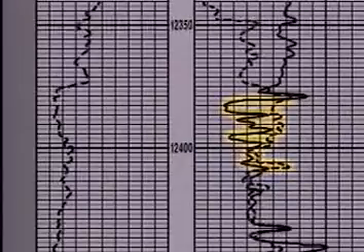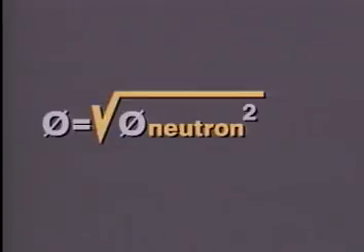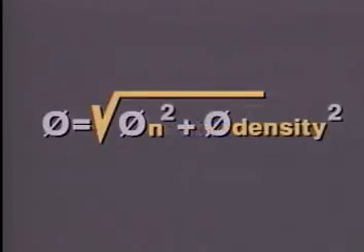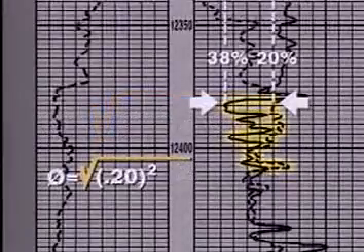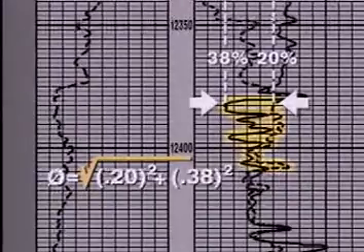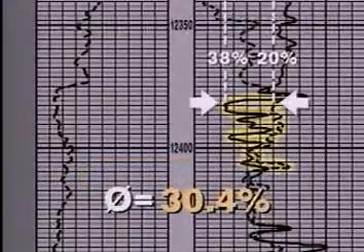In such cases, charts for porosity determination become unreliable. One quick-look method is provided by the relationship where gas-filled porosity equals the square root of the neutron porosity squared plus the density porosity squared, divided by 2. Thus, the formation porosity here at 12,383 feet is the square root of 0.20 squared plus 0.38 squared, divided by 2, which equals 0.304 or 30.4%, close to the average of the two porosity readings.